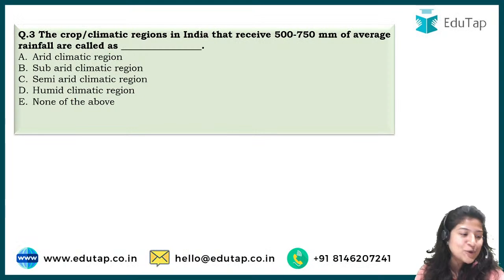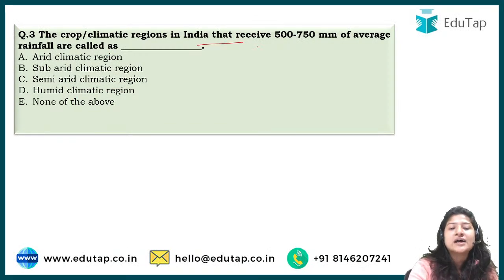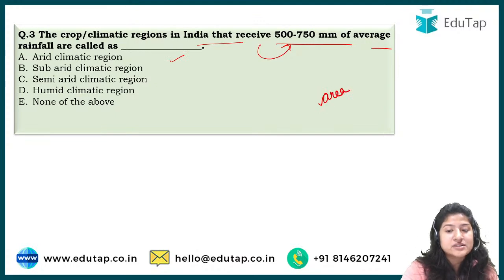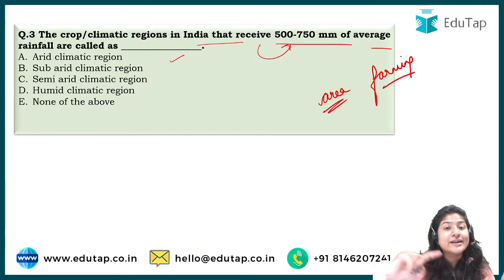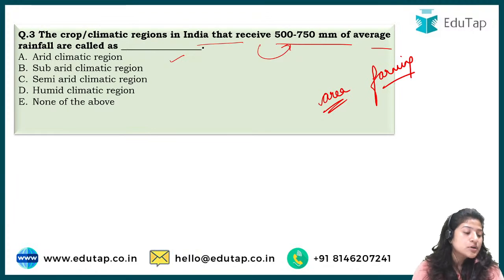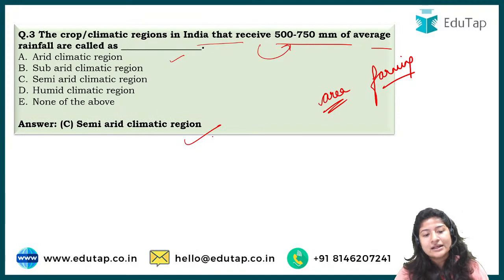Now we'll move ahead to question number 3, which says the crop or climatic region in India that receives 750 mm of average rainfall is called. See, here we are talking about area. In the previous question, we were talking about the kind of farming. When we studied dry land farming, we were naming the farming. Here, this mm of average rainfall is asked for the region. So what is the particular region called? The answer is option C, that is semi-arid climatic region.